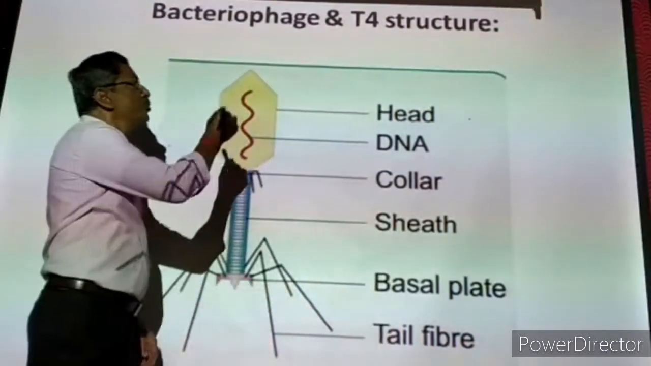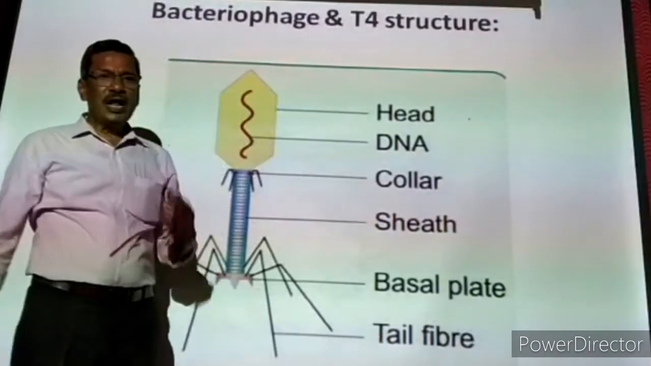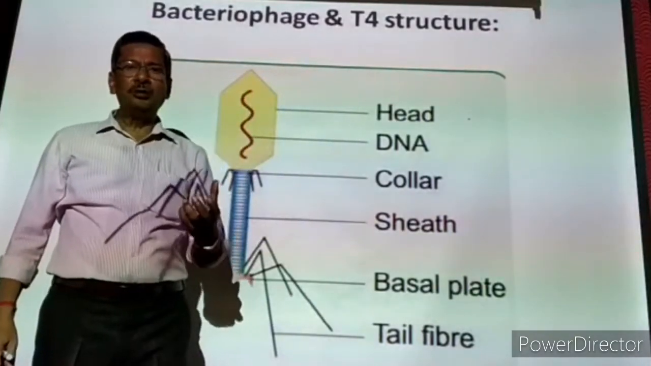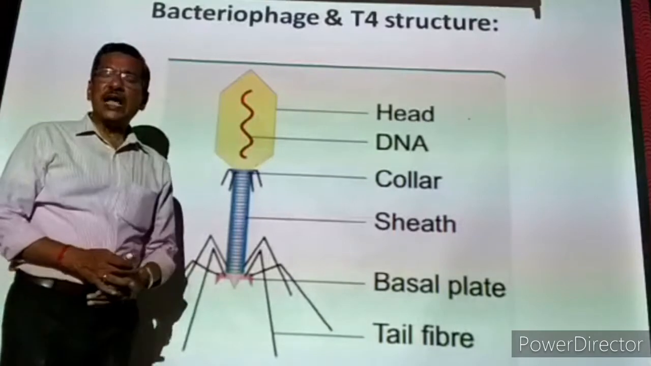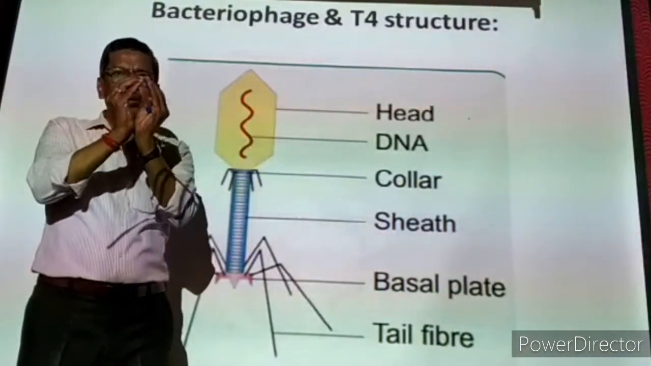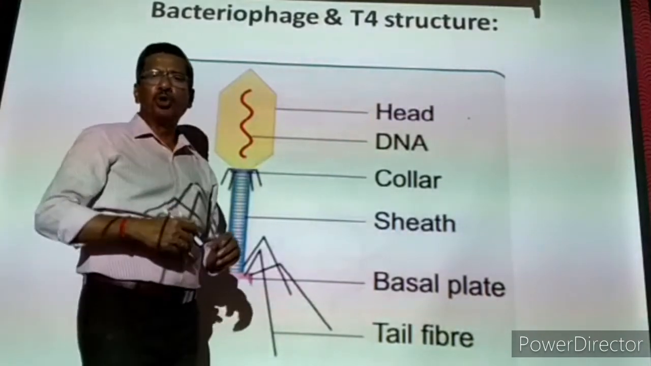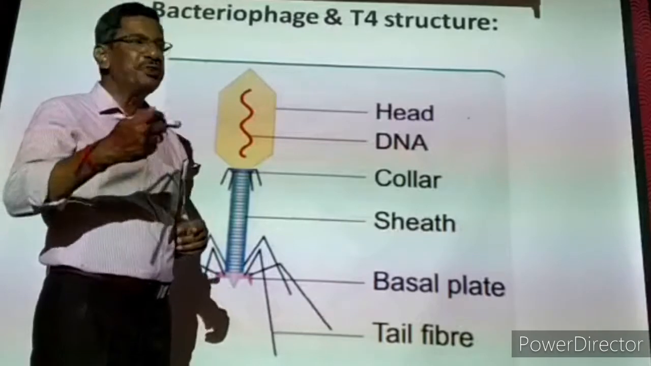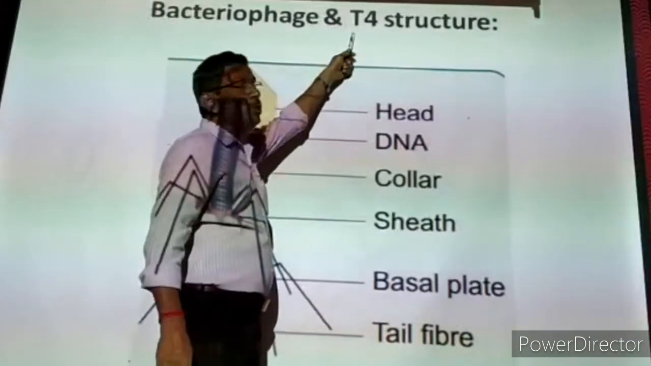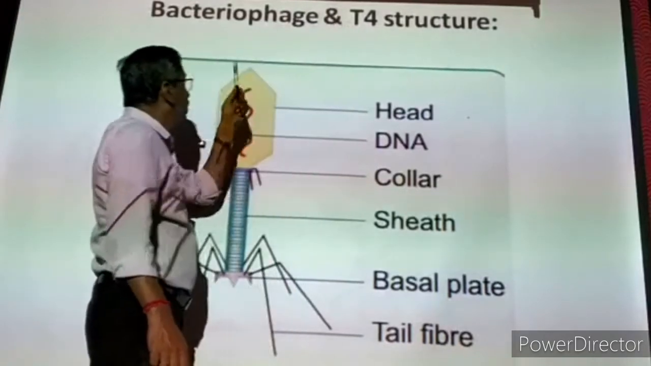What is the meaning of T4? The T stands for tadpole. A tadpole is the larva of a frog, which has a body shape like this: anteriorly it is bulging, and posteriorly only a narrow tail is present. More or less it gives the appearance of a young fish. That is a tadpole. Now the same tadpole-like shape this virus has.